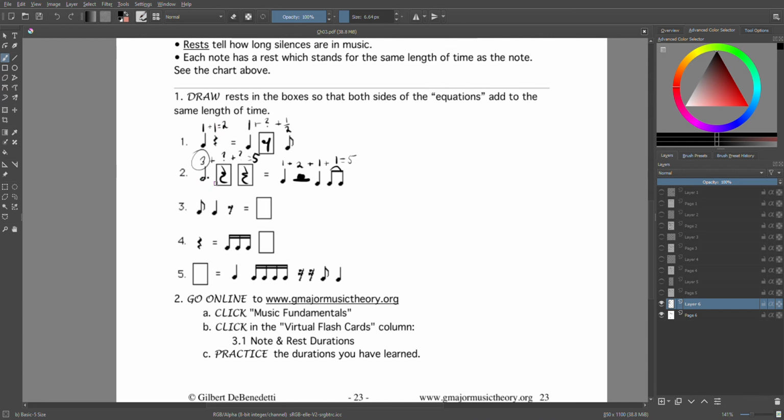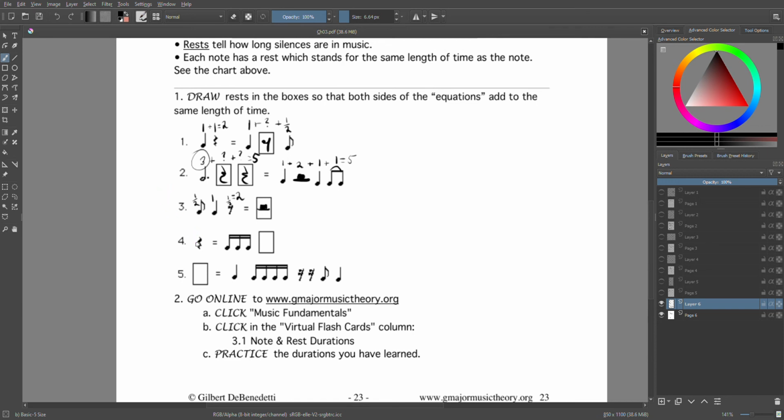All right, number 3. We have an eighth note, which is a half. Quarter note's a half. Eighth rest is a half. Half plus 1 plus half is 2. Which rest equals 2 beats? Oh, that would be a half rest. Looks like a hat. Lovely top hat. Maybe give him a face. That looks awful. All right.